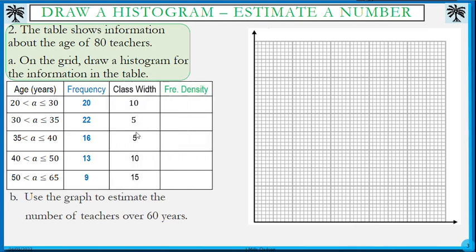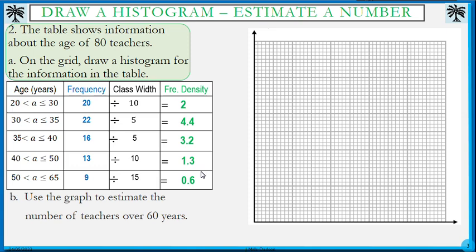So we need two more columns, class width column and frequency density. Once you work out the class width, it's simply the difference between the two numbers, 50 and 65. The difference is 15, 40 and 50, difference is 10 and so on. Divide each frequency by the class width. That's the frequency density. Do it for all of them.